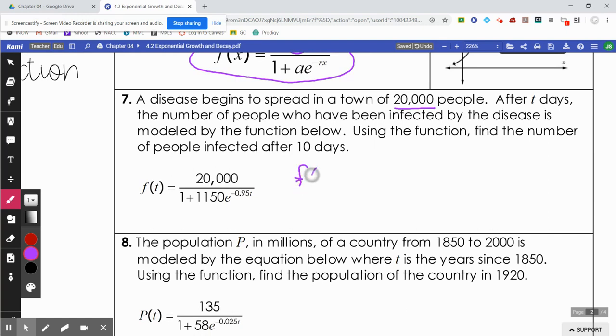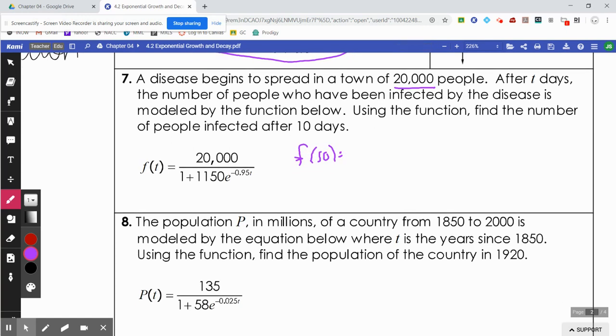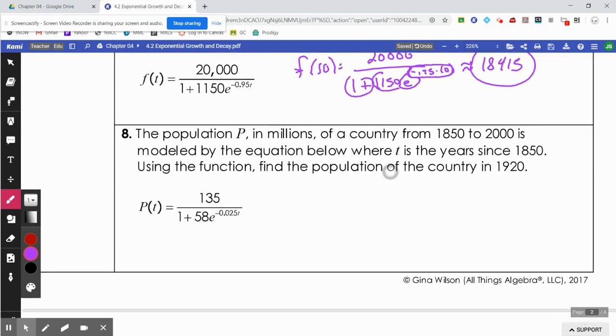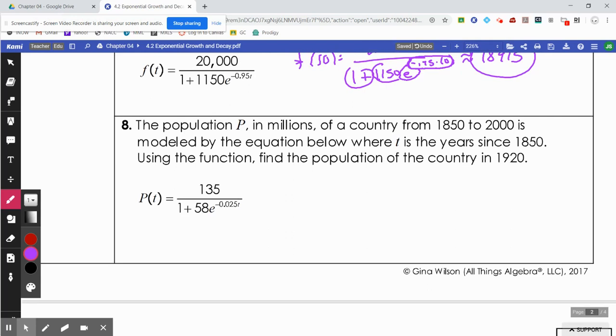So all we're asked to find here is what is f of 10. They're just kind of introducing you to a logistic model. So it's going to be 20,000 divided by 1 plus 1,150 e to the negative 0.95 times 10 power. If you don't have a calculator that does order of operations, make sure you do the exponents first, then you raise e to the power, then you multiply by 1150, then you add 1, then you do 20,000 divided by the answer, and you get about 18,415 people.